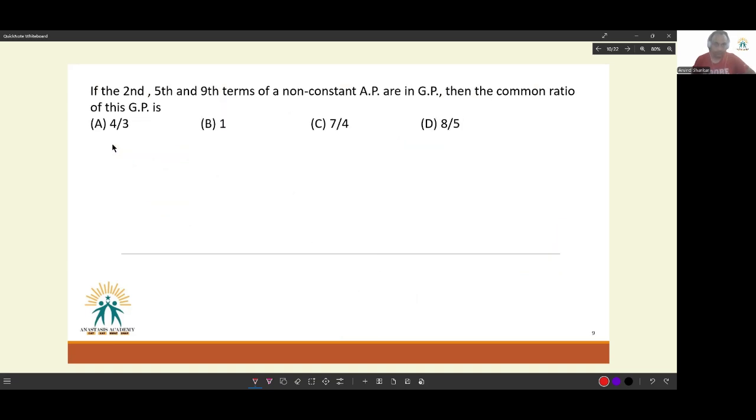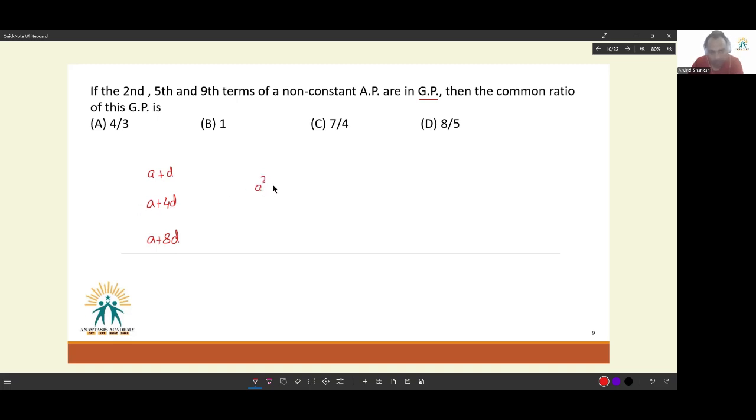Okay. Next. If the second, fifth and ninth term of a non-constant AP are in GP, then find the common ratio of the GP. Second term will be a plus d. Fifth term will be a plus 4d. And ninth term will be a plus 8d. What we are told is product of these two is equal to square of the middle one.